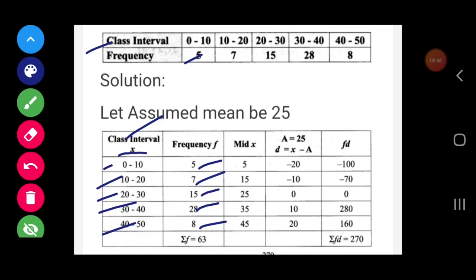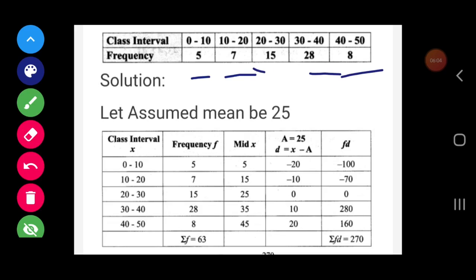Now the middle value of the first interval is 5, the next is 15, then 25, then 35, then 45. Now we need to assume one mean. How can you assume? It is very simple. Here two terms, here two terms, so this will be the middle. What is the middle value? 25 is the middle value. So we take the assumed mean to be 25.